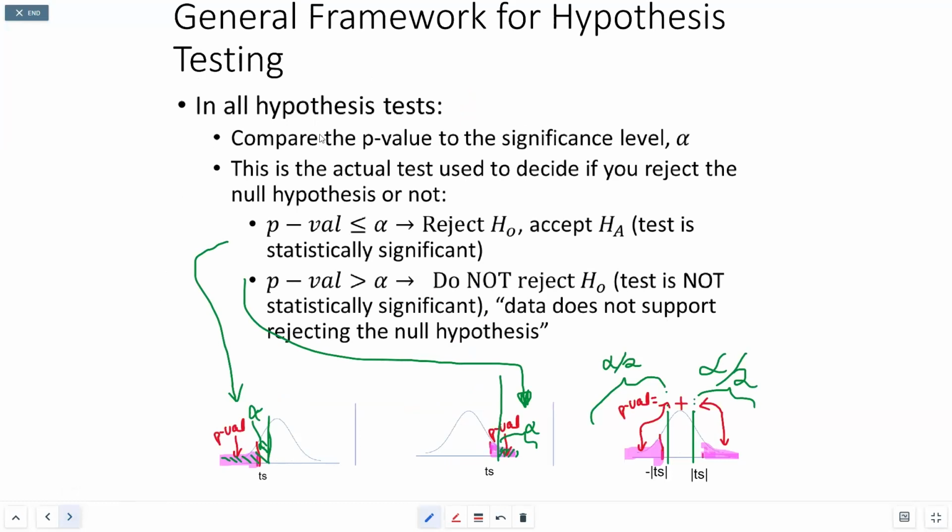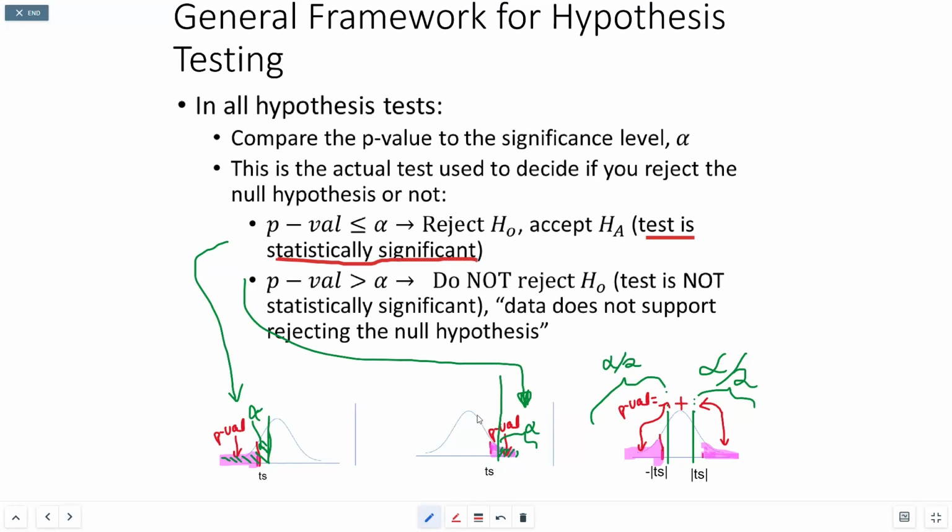In all of the hypothesis tests, we're going to compare the p-value to the significance level alpha. This is the actual test used to decide if you reject the null hypothesis or not. So here, the green shading is a left tail test, and this example has nothing to do with left tail, it's just an example. In this case, the p-value is less than the alpha. That means the probability of what we're seeing is even less than the error we were willing to live with, so it's really unlikely to be true. So we reject the null and accept the alternative. We would say that this test is statistically significant.